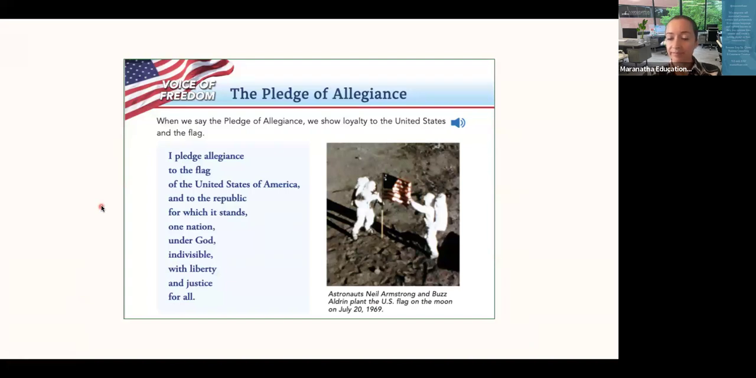The flag also has its own poem that is recited in schools, that will be recited during your naturalization ceremony. And this poem is called the Pledge of Allegiance. When do people say the Pledge of Allegiance? And why? They do it to show loyalty to the United States and to the flag of the United States.